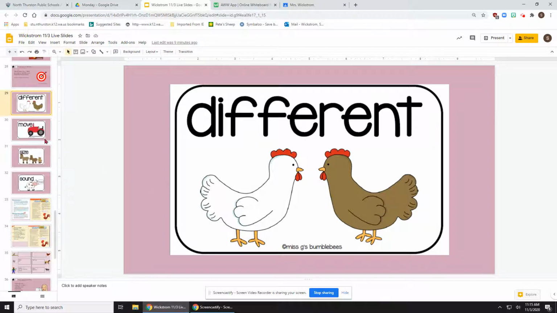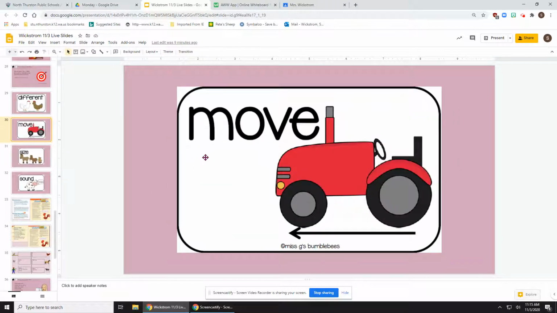The next word is move. Move is when you move your body to go from one place to another. We can move with walking, running, jumping. When something goes from one place to another, like this tractor is getting ready to move, to go from one place to another.